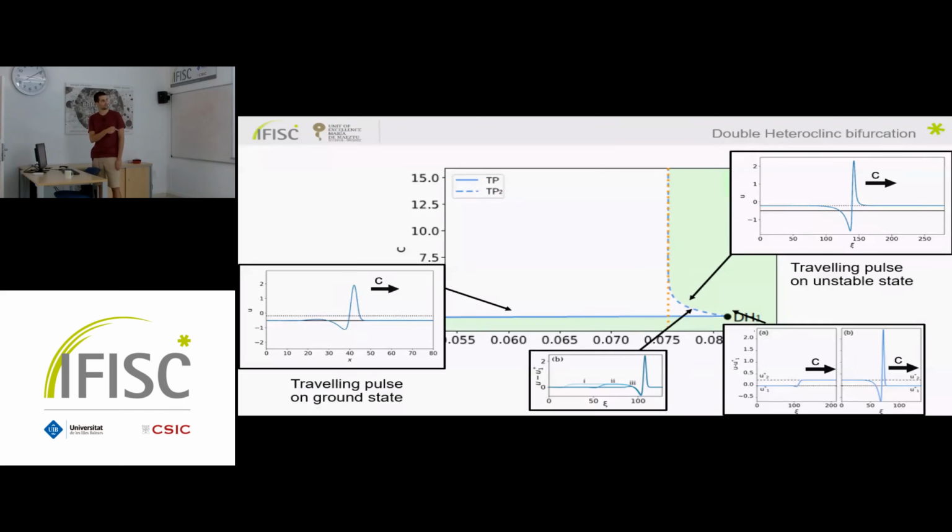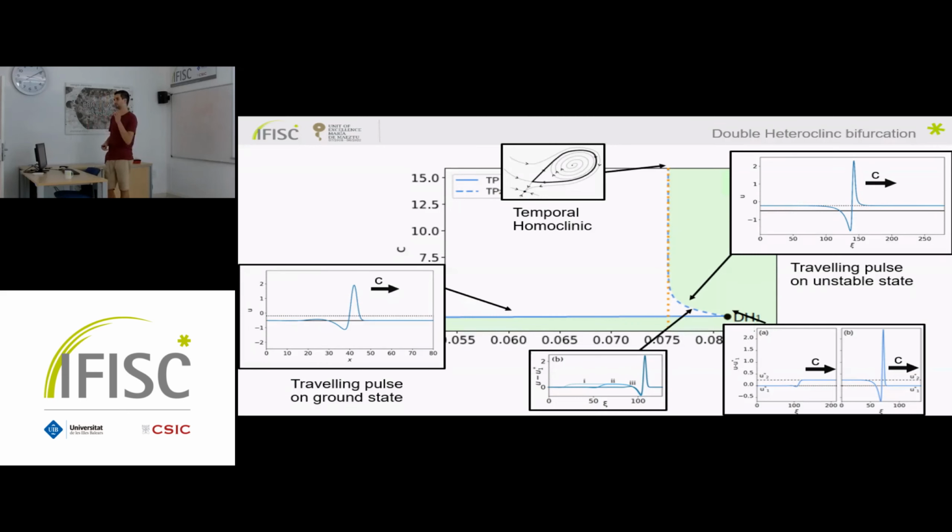When the parameter approaches this vertical line that describes the temporal homoclinic, we can see how our pulse diverges in velocity. And as I told you before, when the velocity becomes really high, the moving reference system converts to the local dynamics. So this solution converts to the homoclinic solution of the temporal system.